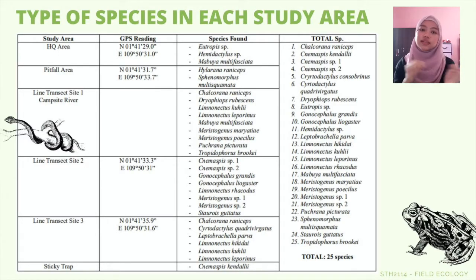This is because the sticky trap is located further inside the forest, which is far from the pitfall area. We suggest that the place is quite quiet and the species diversity is quite low there. Meanwhile, the highest species diversity or the highest species capture is at land transect site 1, which is located at the campsite river. The most species captured are Anurans, and this is because they are mostly nocturnal animals.